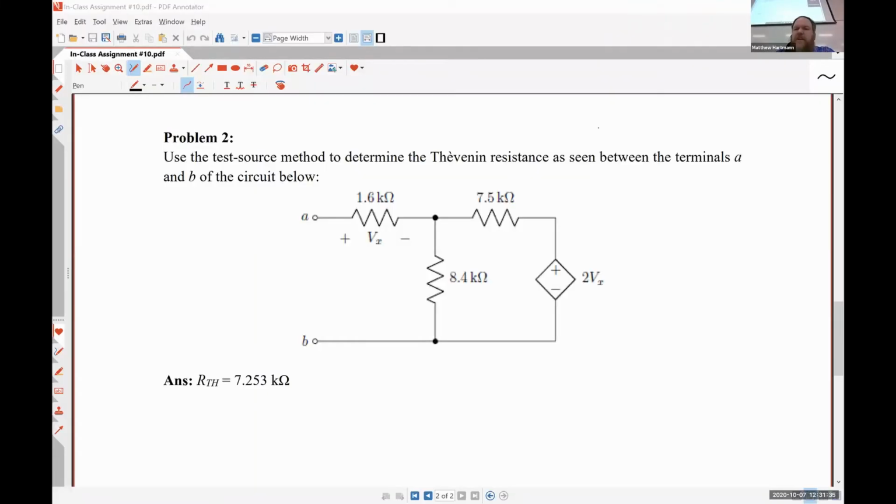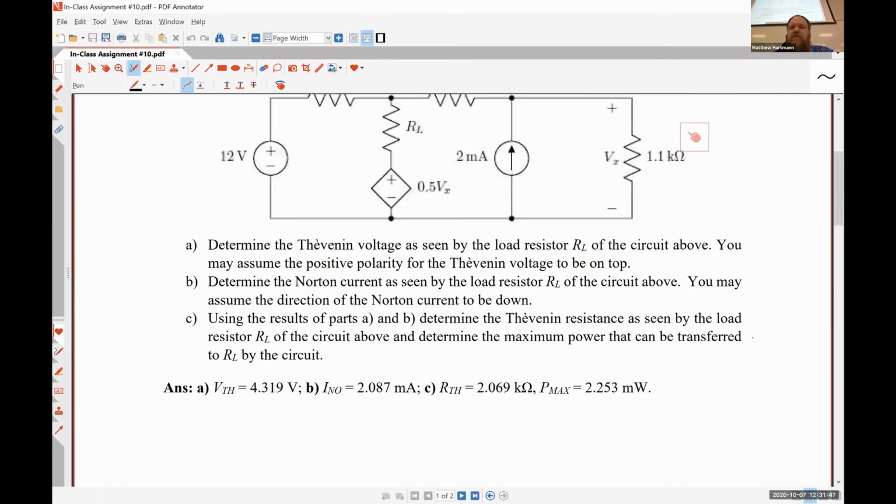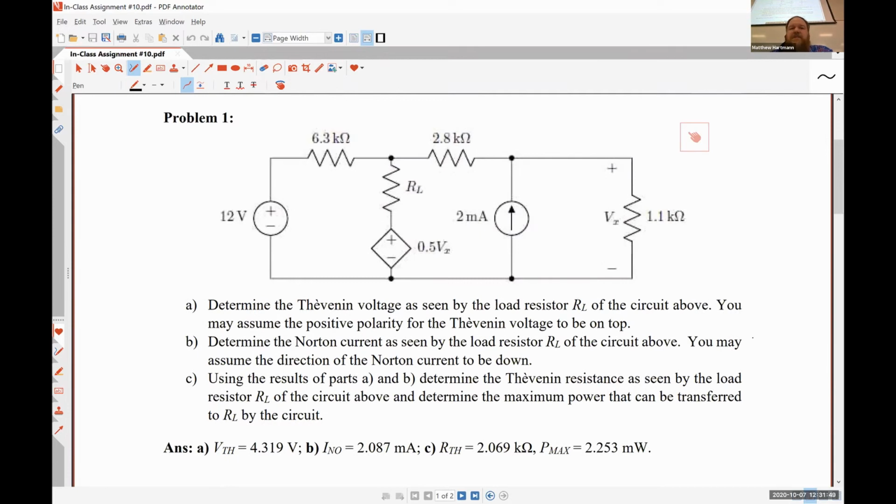Alrighty, so today is the second bit on Thevenin and Norton equivalent circuits. The in-class assignment has two problems, the first of which can be solved just by directly applying Thevenin's theorem and Norton's theorem. Take out the resistor RL and perform the appropriate circuit analysis. There is literally no difference except that you cannot determine the Thevenin resistance directly.